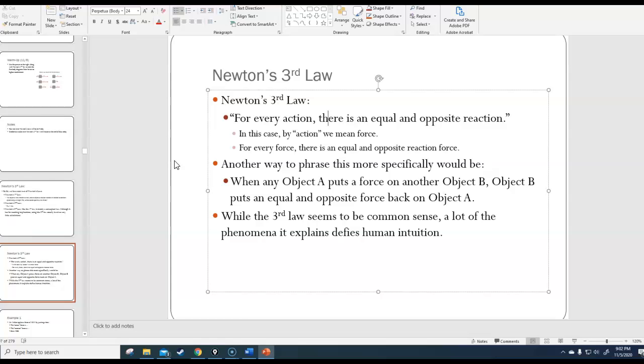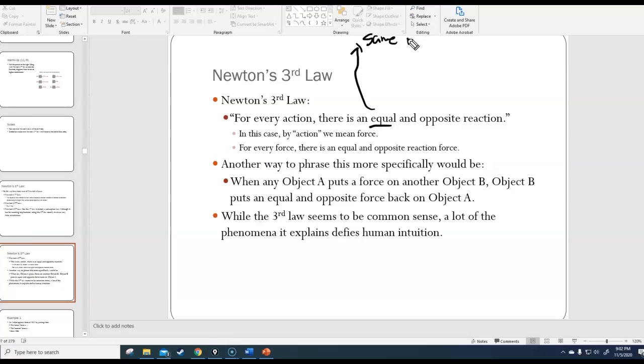Now, just to be really specific by what equal and opposite means, in case it's not obvious, equal meaning same magnitude, and opposite meaning opposite direction. Okay, and specifically, Newton's third law is talking about the interaction between two specific objects.